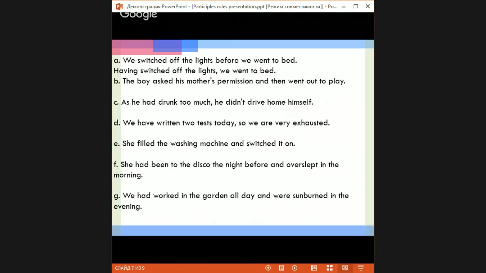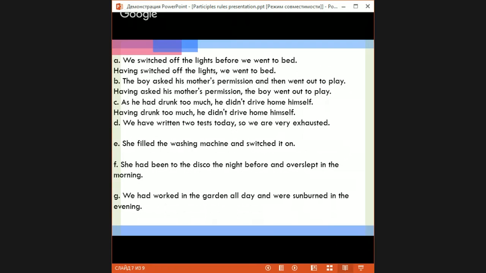The boy asked his mother permission and then went out to play. Having asked his mother's permission, the boy went out to play. As he had drunk too much, he didn't drive home himself. Having drunk too much, he didn't drive home himself.